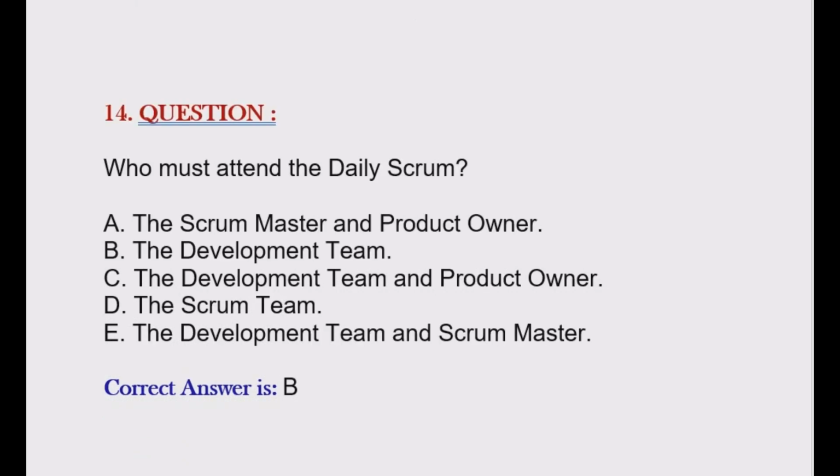Question is, who must attend the daily Scrum? Option A, the Scrum Master and Product Owner. Option B, the development team. Option C, the development team and product owner. Option D, the Scrum team. Option E, the development team and Scrum Master. Correct answer is option B.